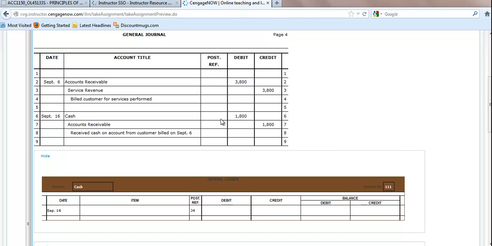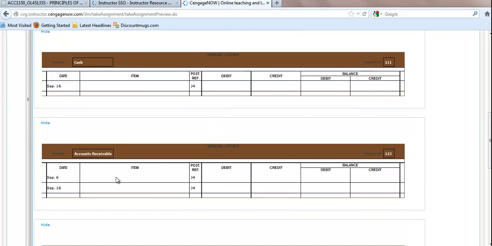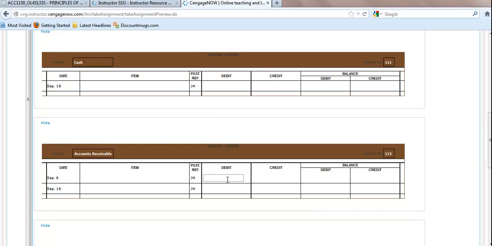So the posting process: first we're going to do September 6th. We debited accounts receivable for $3,800, so we're going to go find our accounts receivable account and debit it for the $3,800. Like I said, it's just copying whatever you did here and putting it into the ledger account. It's right here, September 6th. I don't put anything in the item column at this point, but I debited this account for $3,800, so I'm going to do that now.